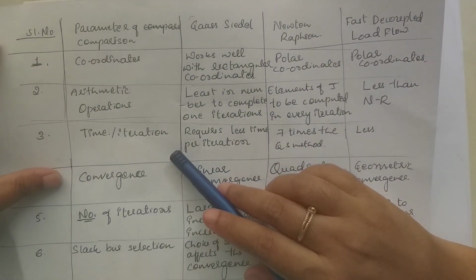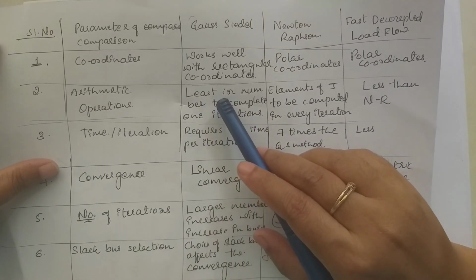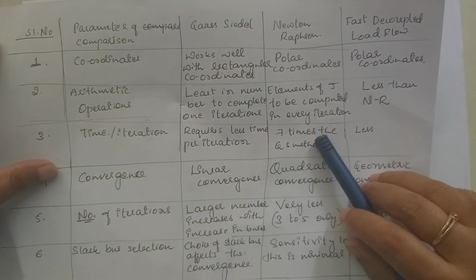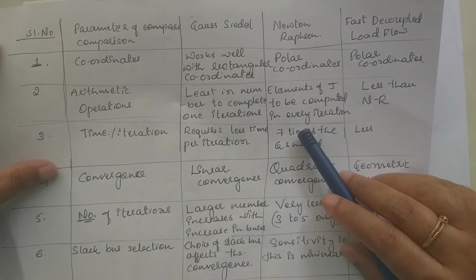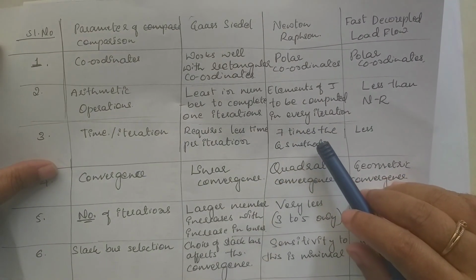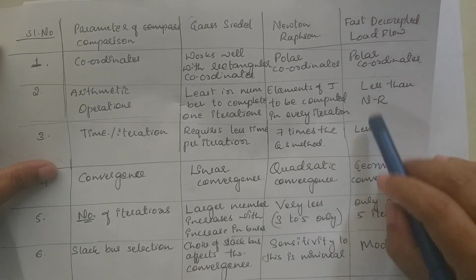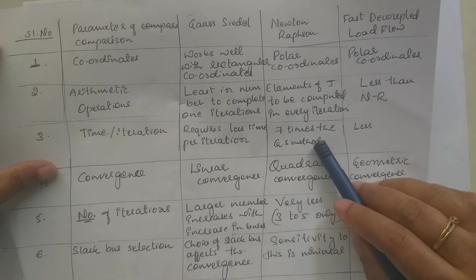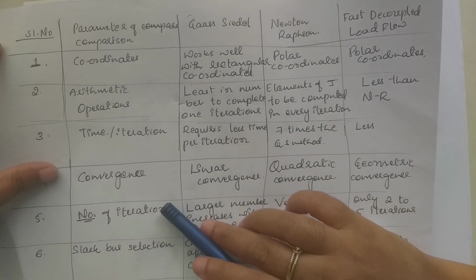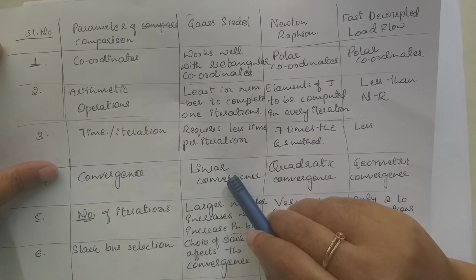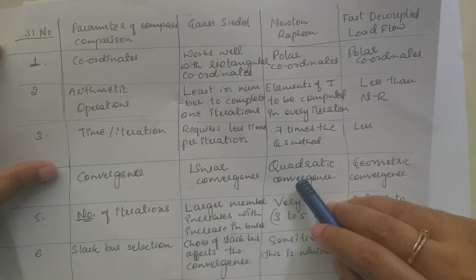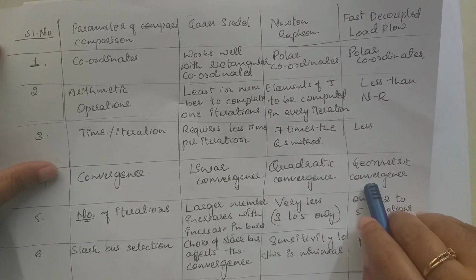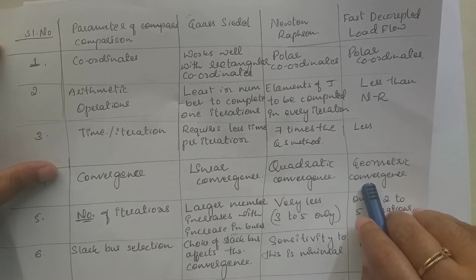Time per iteration: since arithmetic operations are less in the GS method, time per iteration is very less. In the Newton-Raphson method, time per iteration is 7 to 8 times the GS method. In the fast decoupled method, time per iteration is less compared to the NR method. Convergence: we know that the Gauss-Seidel method is linearly convergent, Newton-Raphson is quadratic convergent, and fast decoupled load flow is geometric convergent.